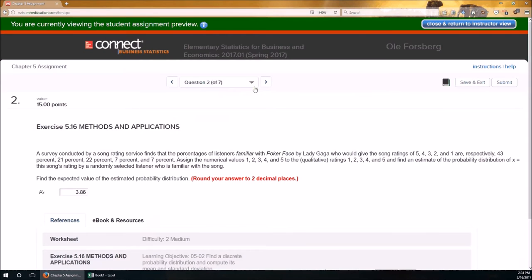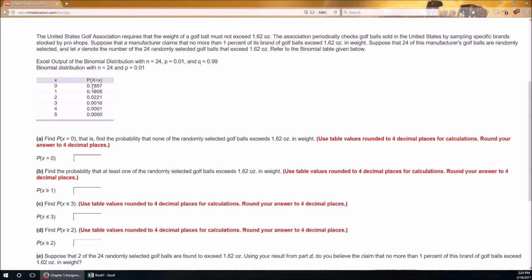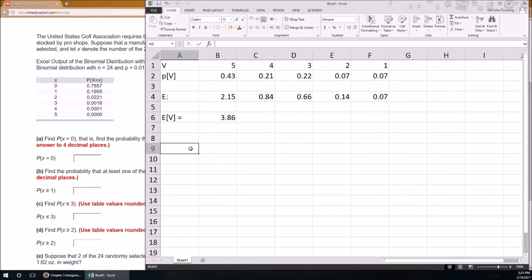Here's problem 4. That's the other one I want to look at. Here they actually give you the Excel output of the binomial distribution. N is 24, p is 0.01. So let's look at this. X, p of x equals x. So x goes from 0 to 5.